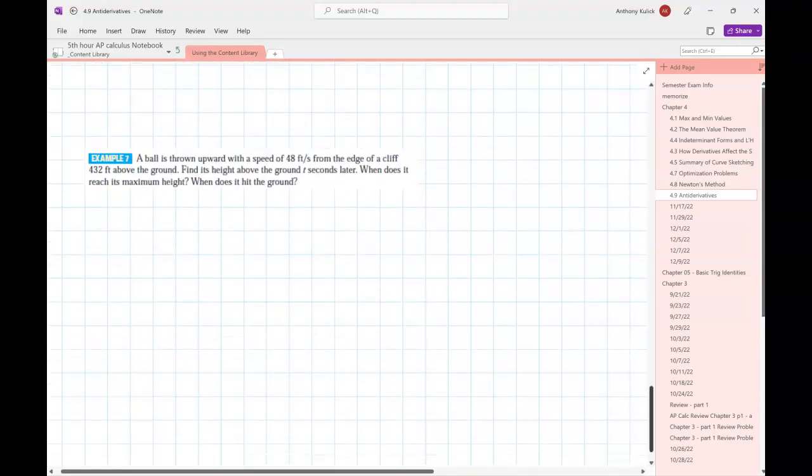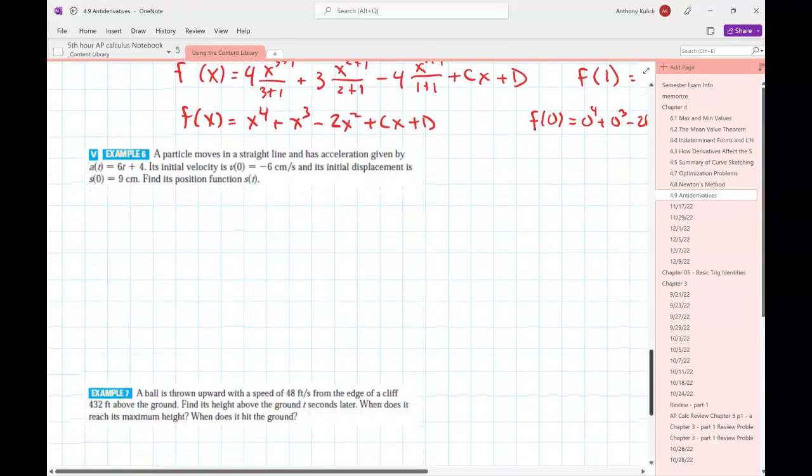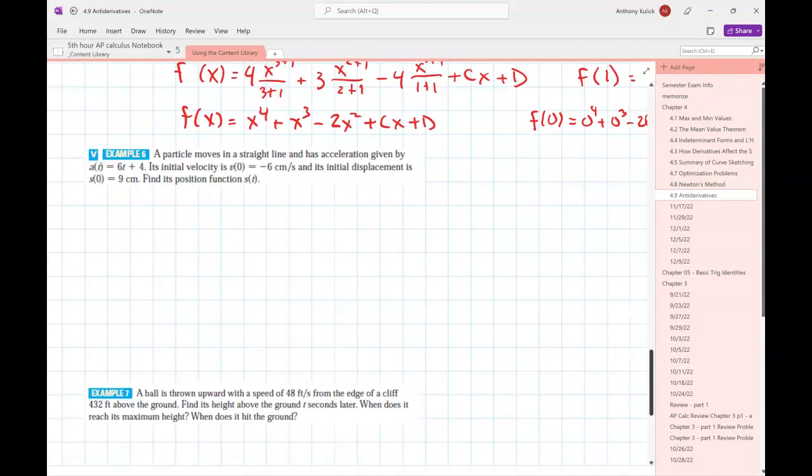All right. I got 2 more story problem examples, and then we're done. You guys happy? I mean, again, this is not too bad, right? Could be worse, exactly.